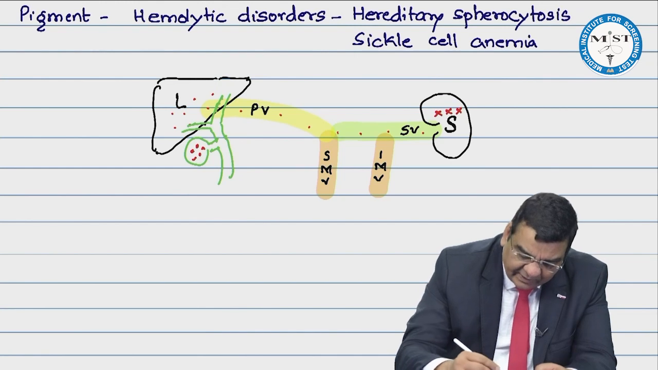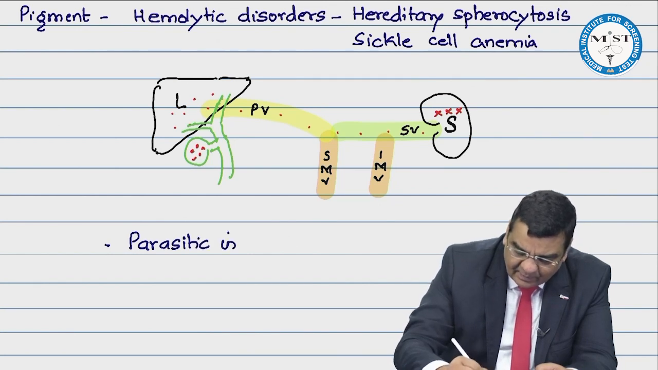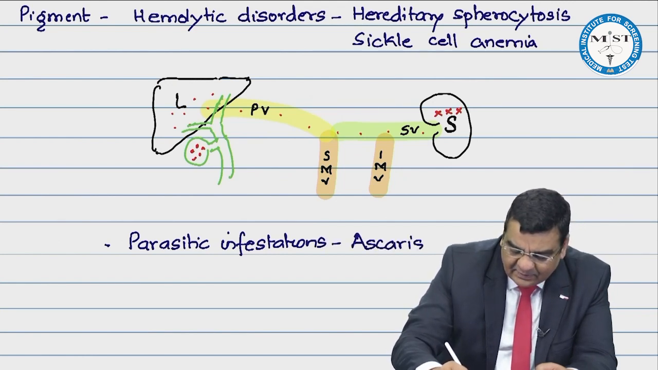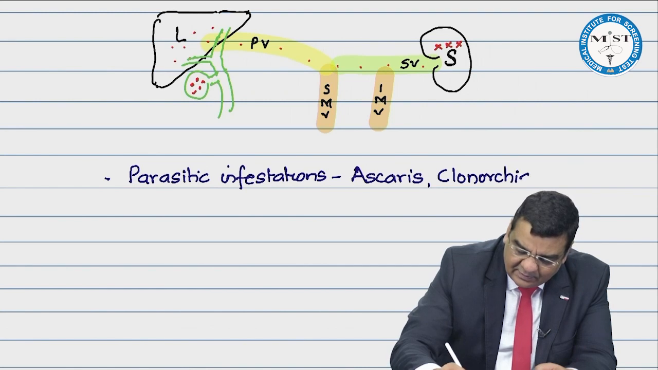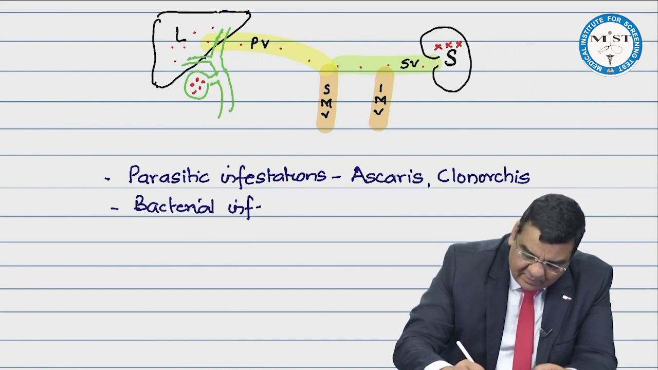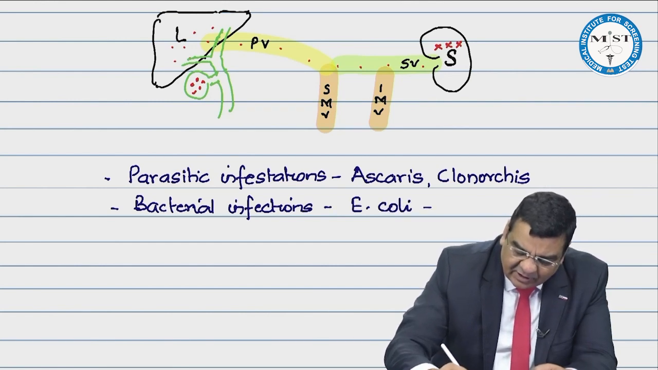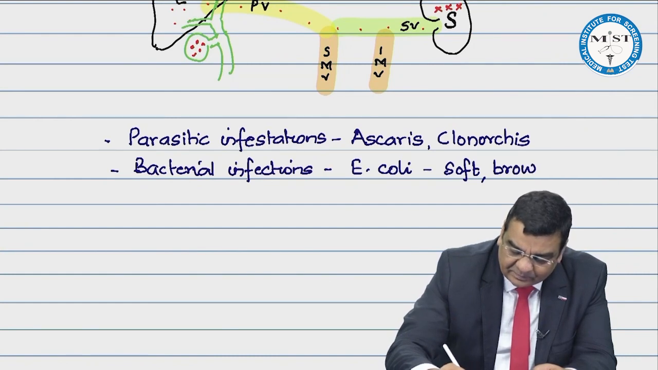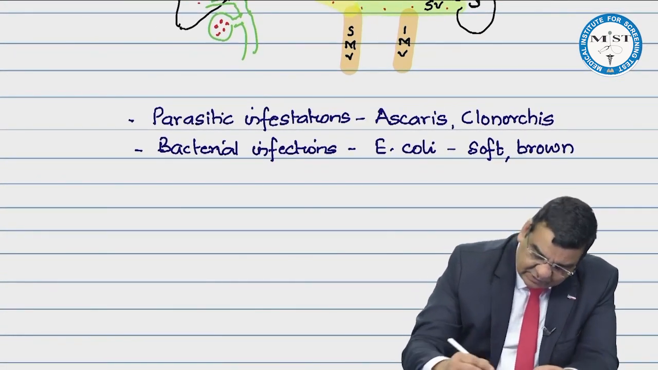Apart from this, these pigment stones are also associated with various parasitic infestations like Ascaris, Clonorchis. They are associated with bacterial infections as well, like the common organisms seen in this area, E. coli. Generally, E. coli associated stones are soft brown. And then there can be mixed stones.